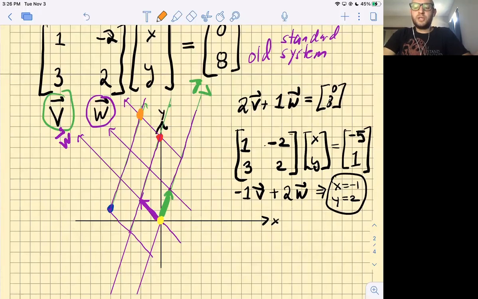So what you essentially just did is solve the system x minus 2y equals negative 2 and 3x plus 2y equals whatever that height would be, which would be 1, 2, 3, 4, 5, 6, 7, 8, 9, 12. So you solved some random system just by looking at where the matrix times x y equals the standard coordinate of the orange point. You're asking how many green and purple do I need to get to the orange point?